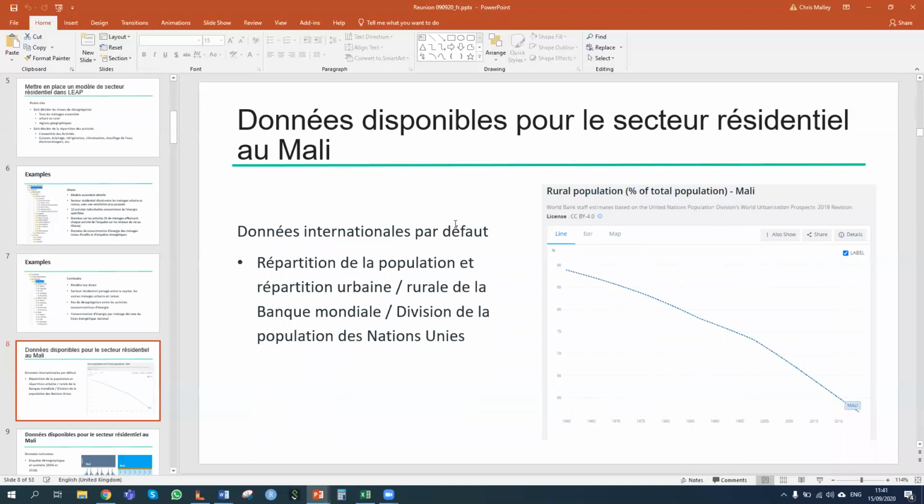So those are some examples of how we can look at the residential sector. So what data do we have available for the residential sector in Mali? Well, we have international data. For example, the World Bank have data on the percentage of the population that are in rural areas compared to urban areas. So using this international data, we should be able to get an urban and rural split.